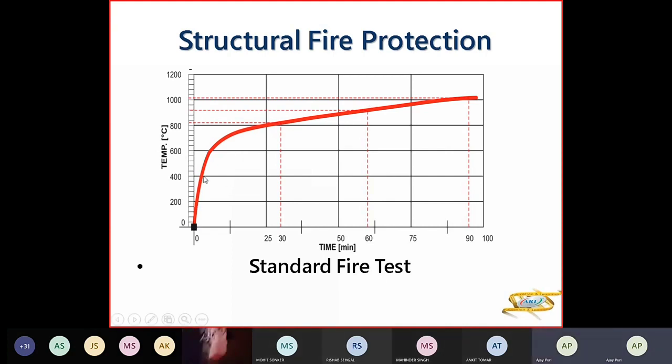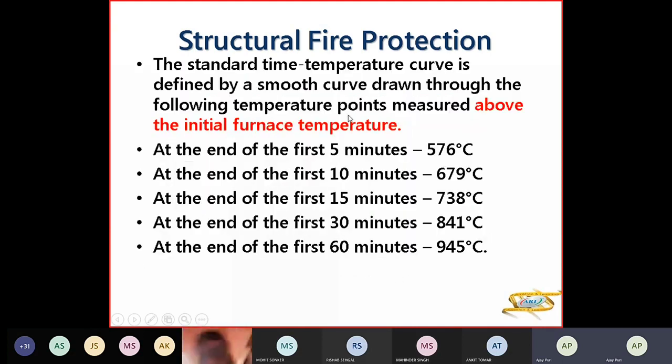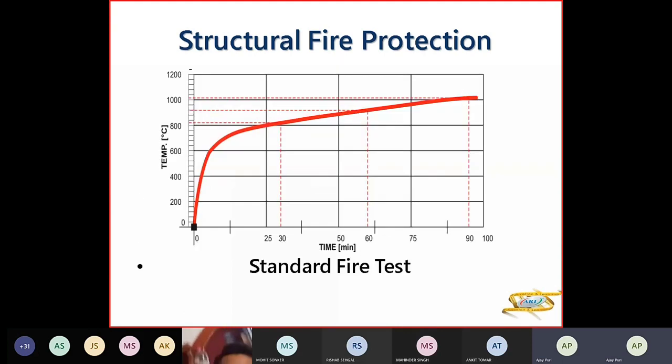So when you join the coordinates, then you get a smooth graph. That is a standard fire temperature test graph. So this you have to draw in your exam. Plus you have to write about these ordinates. This you have to write in your exam: what are the temperatures after how many minutes?